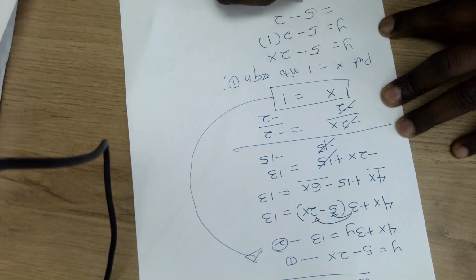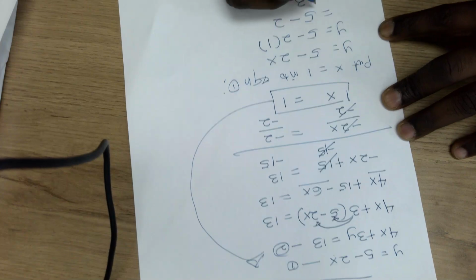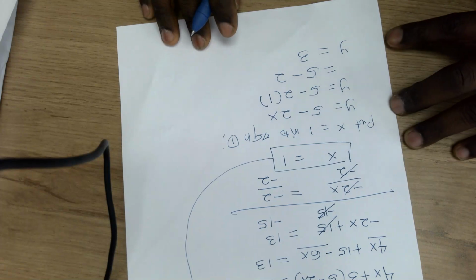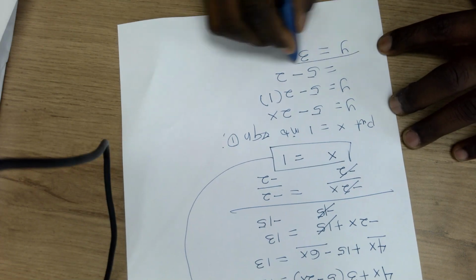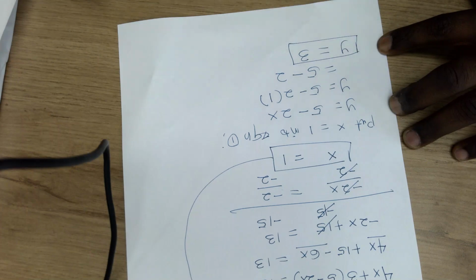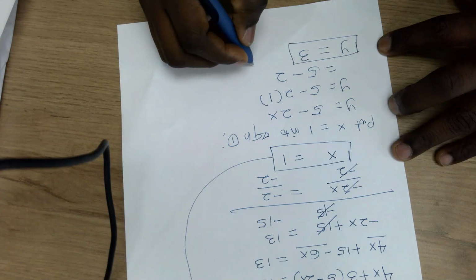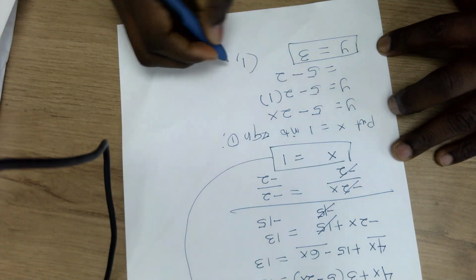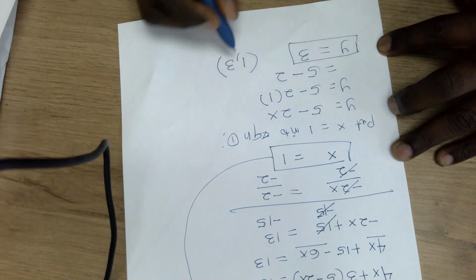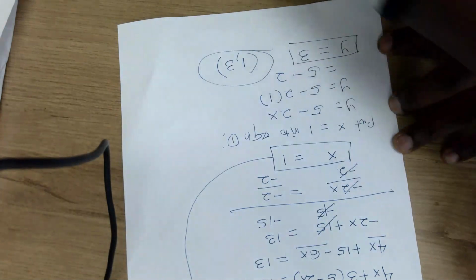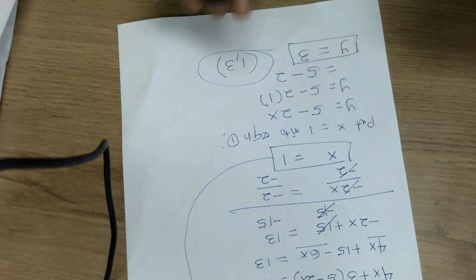And that gives me what? 3. And so my y is now equal to 3. When you finish, put it in ordered pair form. So in an ordered pair, when x is 1, y is 3. Okay, so this is the solution for these two simultaneous equations.